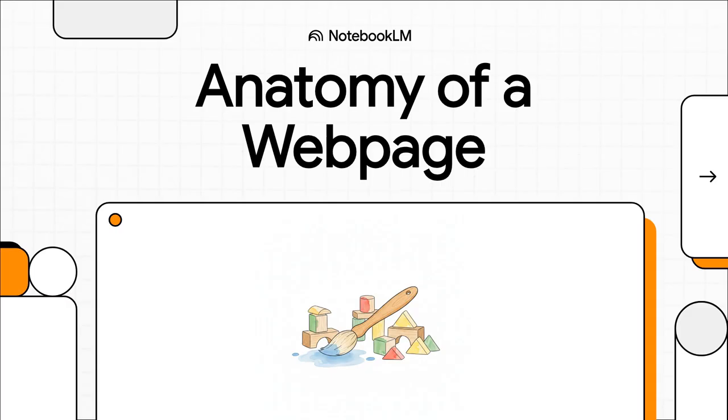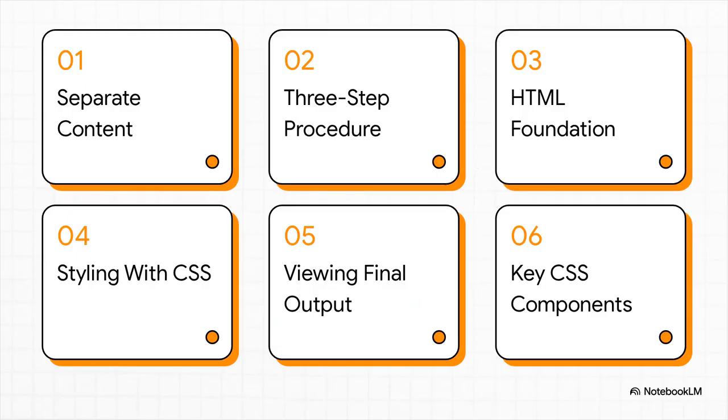Let's get into it. Here is our roadmap for today's explainer. We're going to walk through separating content from presentation, the three-step procedure, building the HTML foundation, styling with external CSS, viewing the final output, and we'll wrap up with understanding key CSS components.